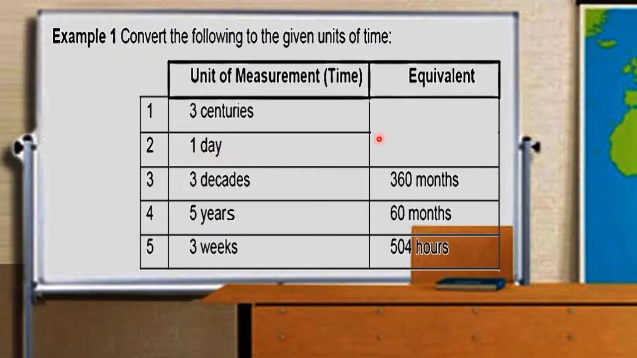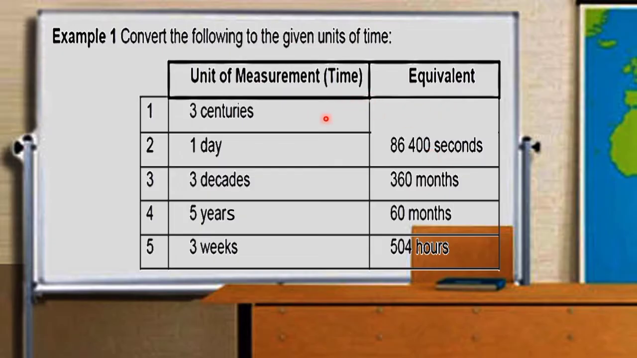Next, we have 1 day. So convert 1 day into seconds. So 1 day is equivalent to 24 hours. 1 hour is equivalent to 60 minutes, and 1 minute is equivalent to 60 seconds. So we need to multiply 24 hours times 60 minutes times 60 seconds. And the answer is 86,400 seconds.